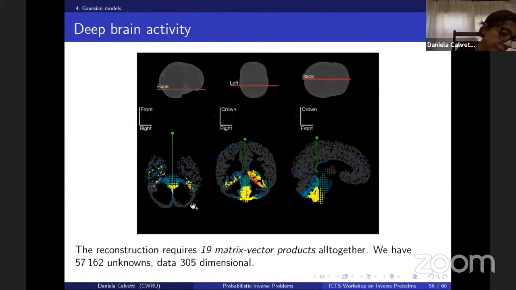By using this and the help of probability distributions, we can enter anatomical information. And we were recently able to get estimation of activity in the deep brain from MEG measurements that were then used to understand whether the brain during meditation really changes or not. This reconstruction only required 19 matrix vector products altogether. And we had a problem with 57,000 unknowns and 305 measurements.